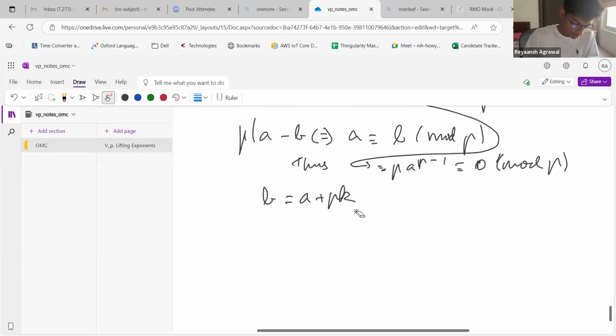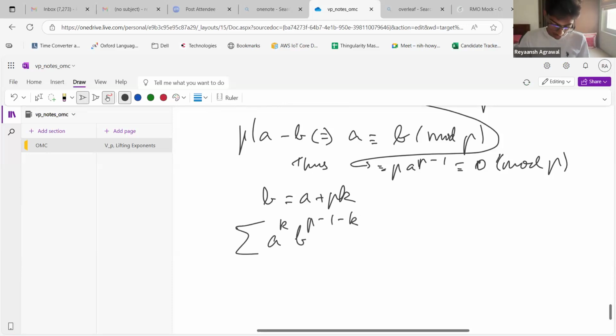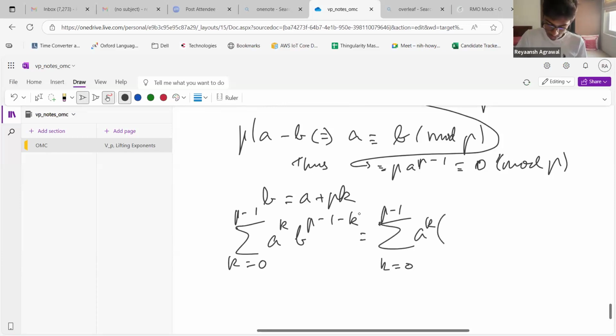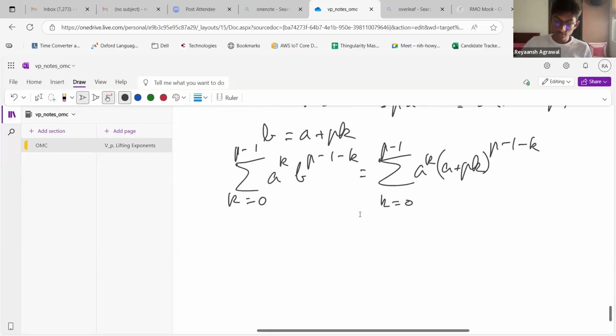And then you can do stuff, because then you have the summation of A^k B^(P-1-k), k equal to 0 to P minus 1, right? And this would be equal to the summation for k equals 0 to P minus 1 of A^k (A plus PK)^(P-1-k). Everyone gets this? Yes, great.